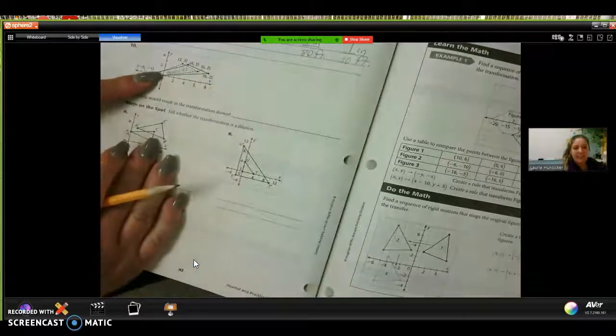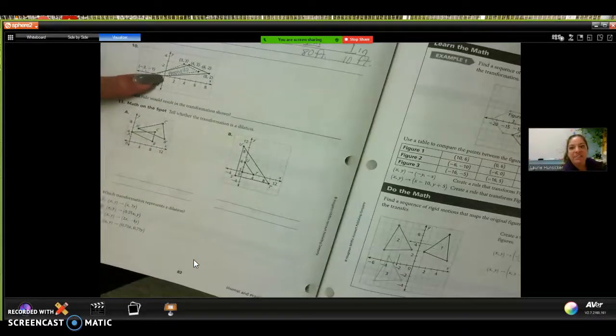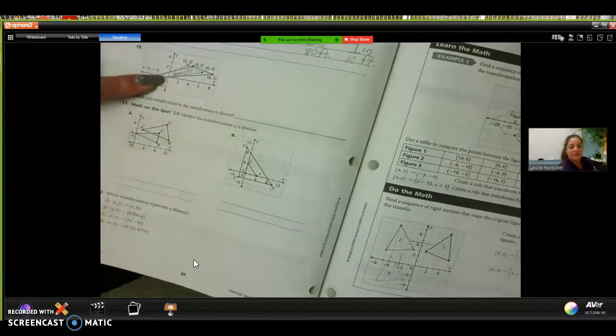Apparently the game you guys like to play, Among Us. But it's got to be in that triangle, and I'll give you a free bonus point.